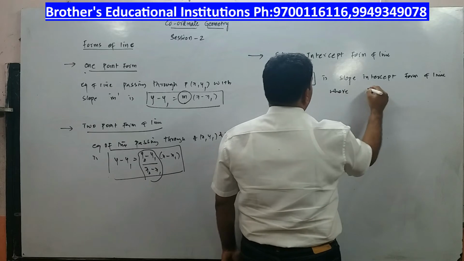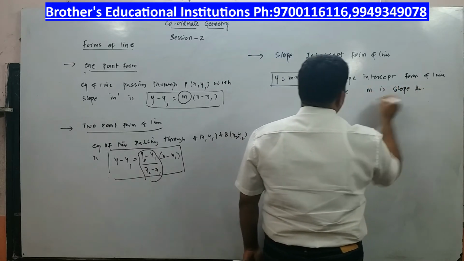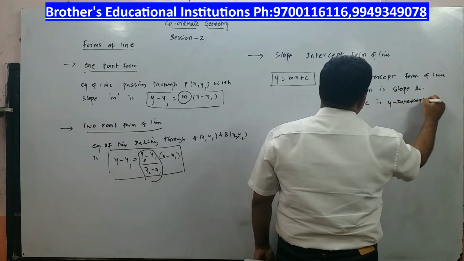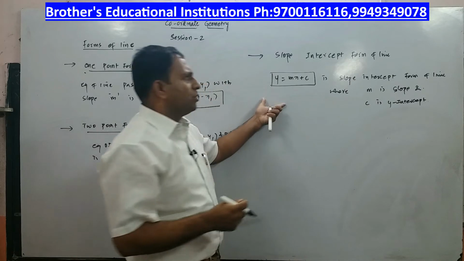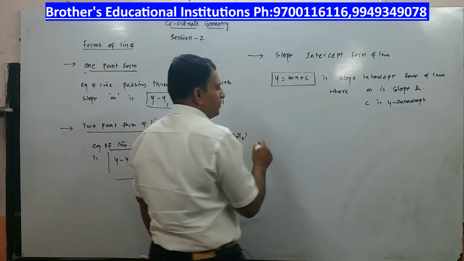Where m is the slope, and c is the y-intercept. So this is called what? Slope intercept form of line. y = mx + c.